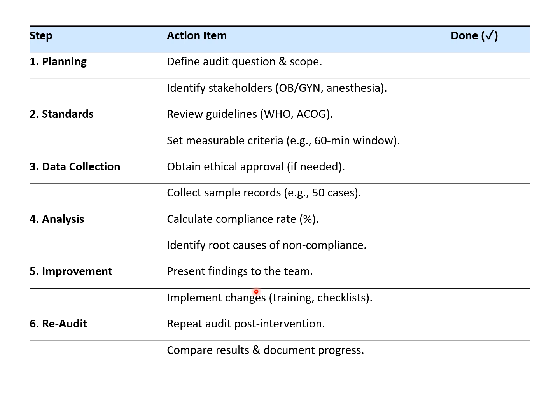Improvement: present findings to the team, implement changes through training or checklist introduction. And in this way, you are improving based on the audit report. Then the re-audit: repeat the audit post-intervention, compare results and document progress. So in that way, we are completing the clinical audit cycle, and actually we are completing the loop.